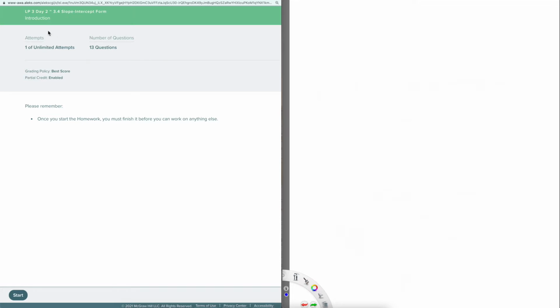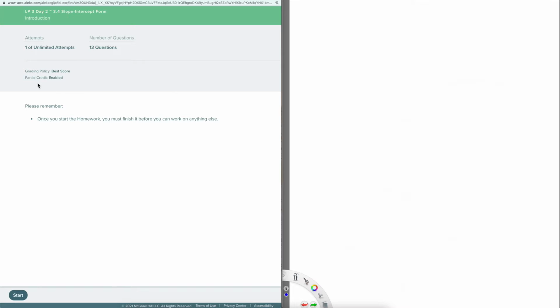Attempts is the second thing we'll see on the screen, so I'm on attempt number 1 of unlimited attempts. I can come in and try this assignment as many times as I would like. It doesn't matter how many times, I can just keep on coming in and trying over and over again. Number of questions just tells you how many questions there are on an assignment. There should be anywhere from 1 to 10 questions on an assignment depending on how many topics were available. This one was accidentally assigned 13. We can't go back and change it now that it's open to all the centers. So this one just is going to have a couple extra questions on it.